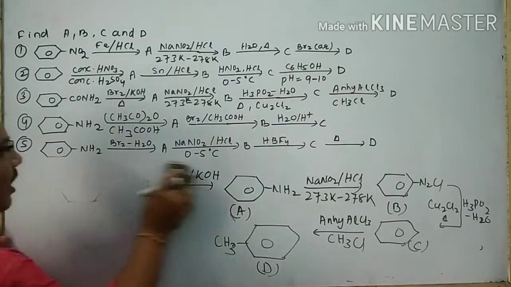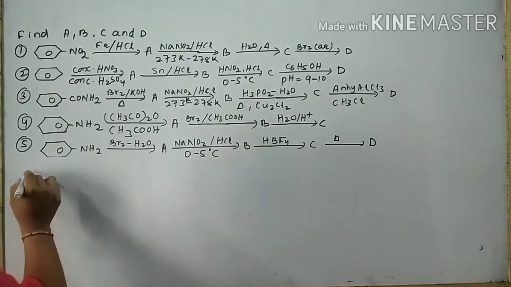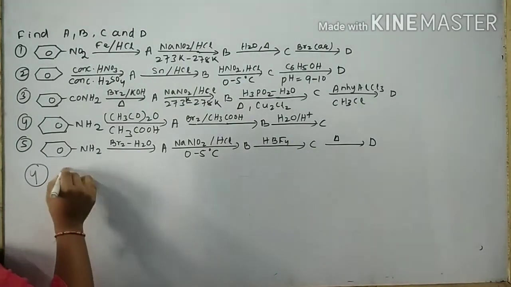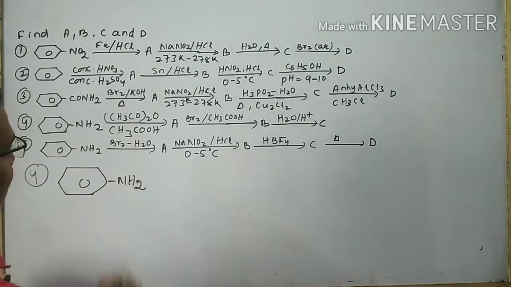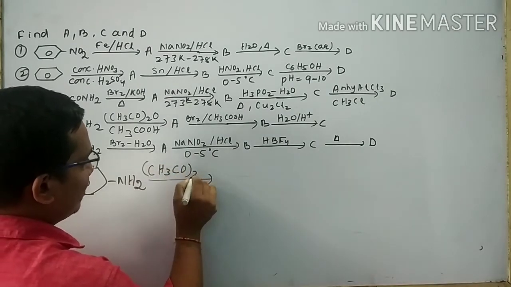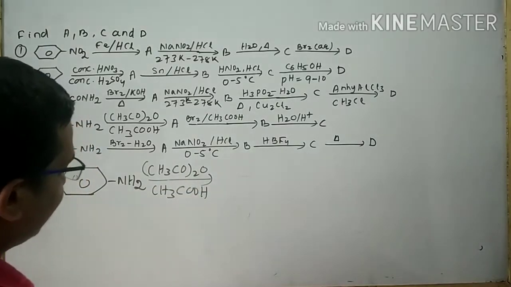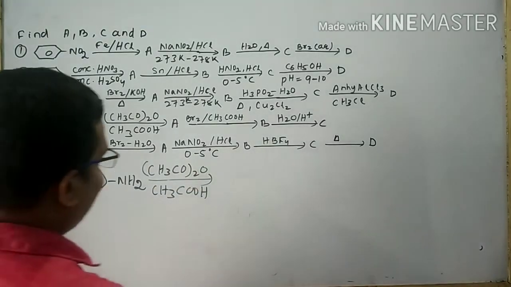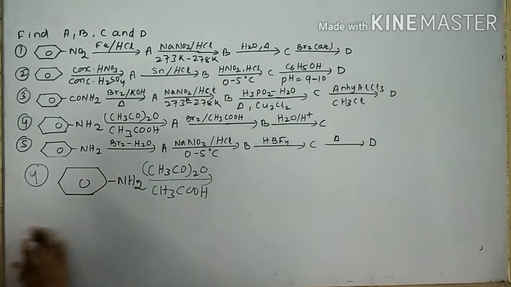Now I will do question number 4. Question number 4 is given here. That is, aniline is given. It is subjected to reaction with acetic anhydride, (CH3CO)2O, in the presence of acetic acid. Here acylation takes place. The hydrogen atom present in the NH2 will react with the acetic anhydride. That means look at that reaction.